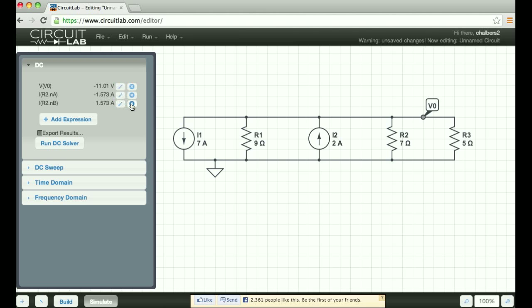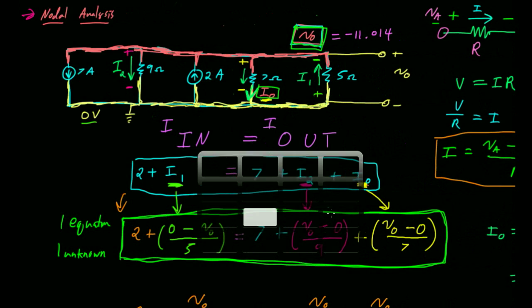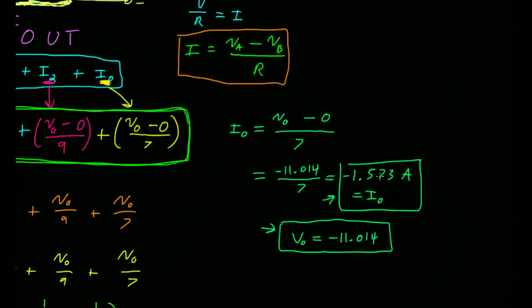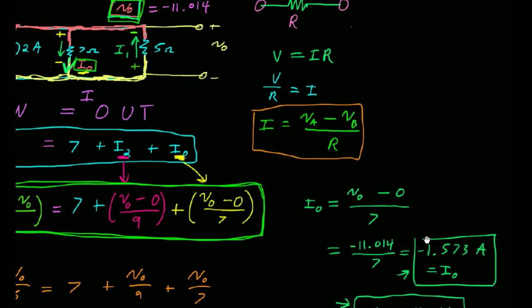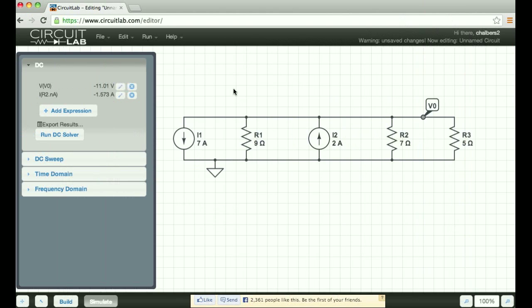And the important thing here, I can actually get rid of R2NB because we care about the current that's flowing from the top, from this A node, to the bottom. And that's what this represents. The current is minus 1.573 amps, and if you remember back from our calculations, that's what we calculated, minus 1.573 amps. So we have used Circuit Lab, which is this online tool that you can start using right now, to check our work, to make sure that we've done things correctly.